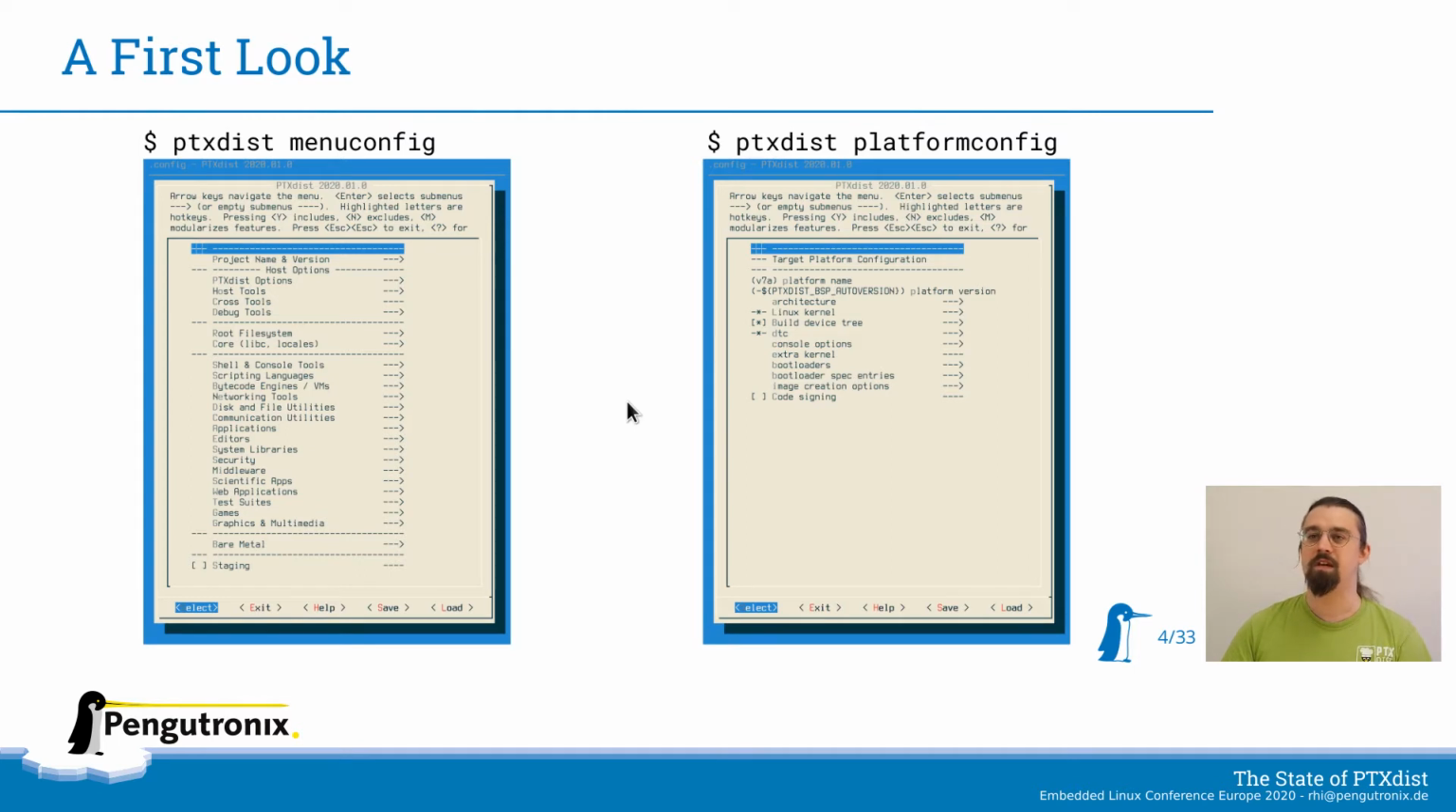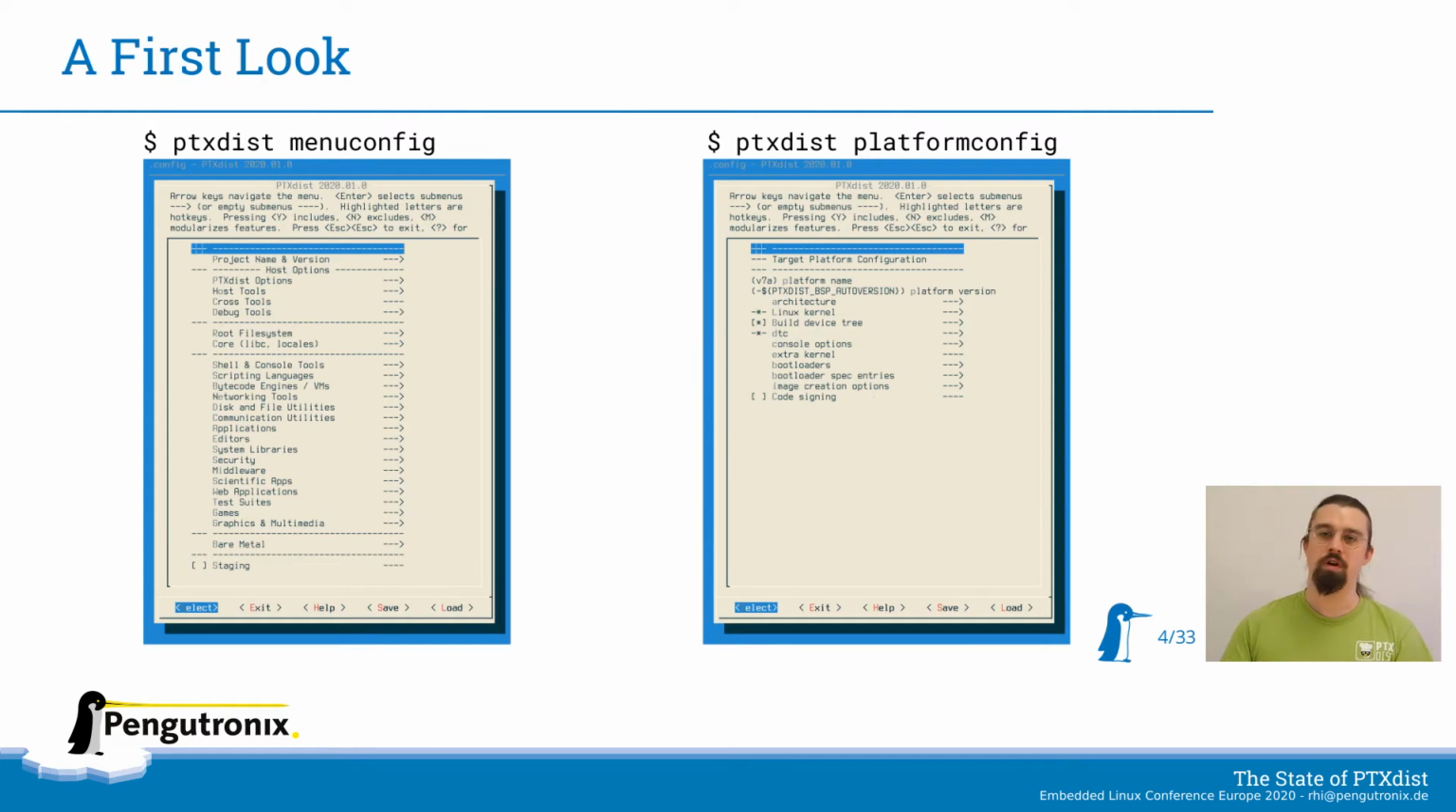And on the other hand, you have the platform configuration menu. This is everything bare metal, like configuring the Linux kernel or a device tree compiler and some console options and some bootloaders and the images that you want to build for your hardware.